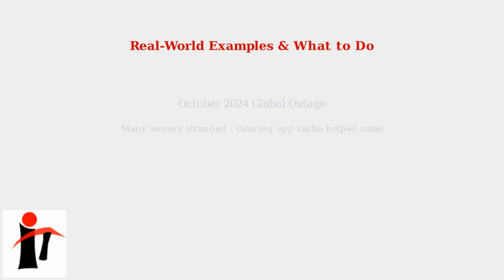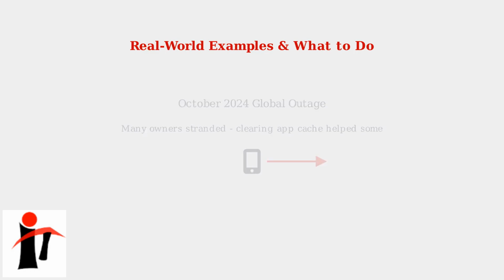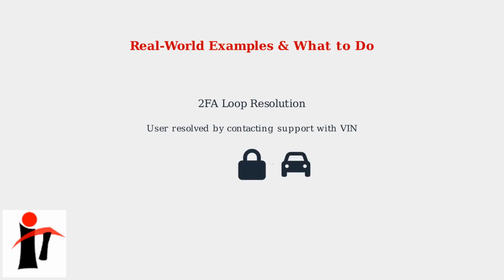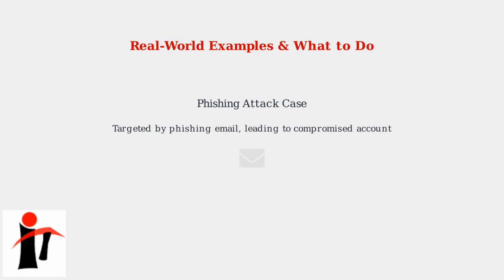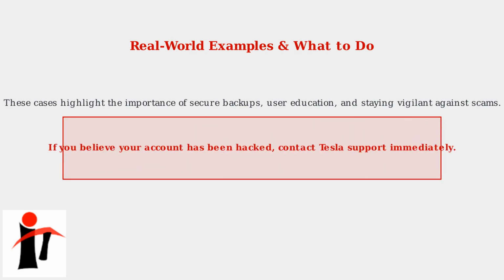In October 2024, a global outage left many Tesla owners stranded. Clearing the app cache helped some, while others needed manual support. One user resolved a 2FA loop by contacting Tesla support with their VIN. Another was targeted by a phishing email, leading to a compromised account. These cases highlight the importance of secure backups, user education, and staying vigilant against scams. If you believe your account has been hacked, contact Tesla support immediately.